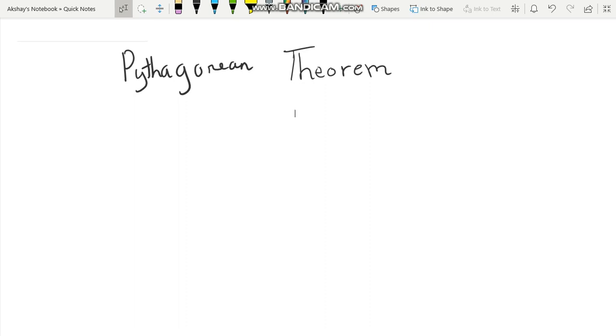We're going to be looking at the Pythagorean theorem. The Pythagorean theorem is the backbone for trigonometry, and it's also a really important topic all through grade 10, grade 11, grade 12, and also some of grade 9.